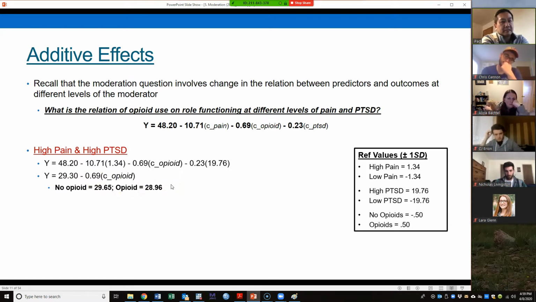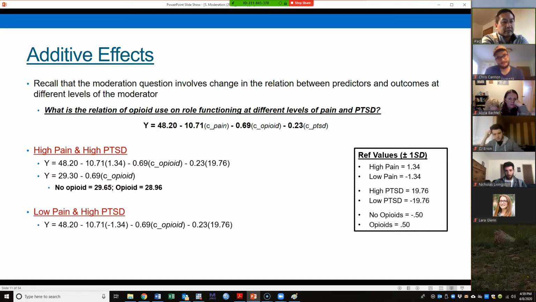Okay. Well, let's say I'm going to look at low pain and high PTSD, okay? So here's my regression model. And now I'm going to substitute in low pain instead of high pain, and high PTSD. If I go through and run this out, the equation says 58.01 times negative 0.69 opiate use. What's my relation between opiate use and PTSD? Same as it was before, right?